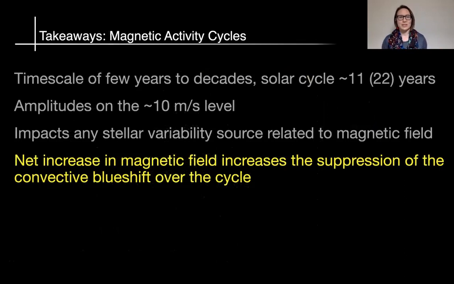So the takeaway here is the time scale is around a couple of decades or a decade or so. And we're still trying to figure out exactly how this works on other stars and what dynamos are operating on other stars. But this kind of gives you an idea about the amplitudes that we're looking at, which are running around 10 meters per second. And it's really important to keep in mind that any stellar variability that is related to the magnetic field is going to be modulated over this activity cycle. And that net increase in the magnetic field increases the suppression of the convective blue shift. And that's really the dominating factor for sun-like stars.